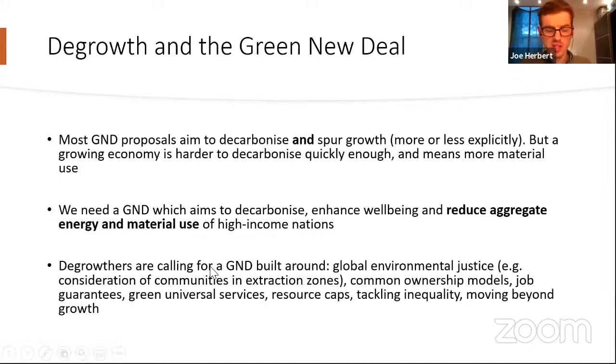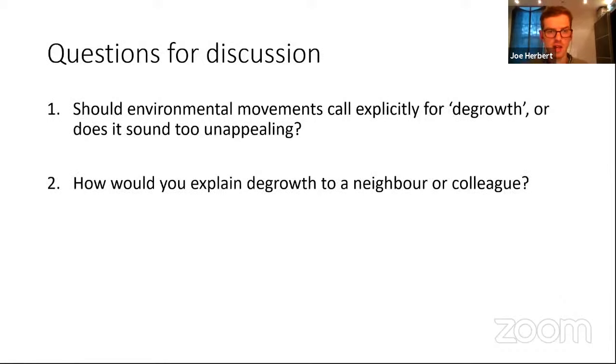And the Green New Deal for Europe is probably a good place to look if you're interested to see a version of the Green New Deal that's already out there, which had input from people like Jason Hickel and degrowth writers and researchers. And yeah, I'm going to leave it there. There are a couple of questions now to guide the discussions, and I'll hand back over to Kate to tell us how that's going to proceed.